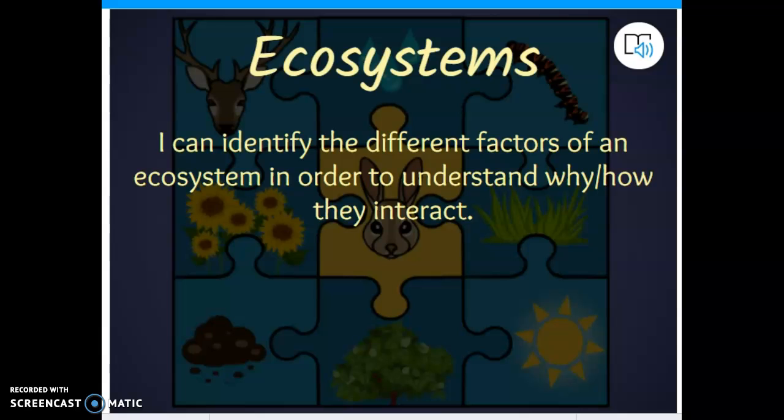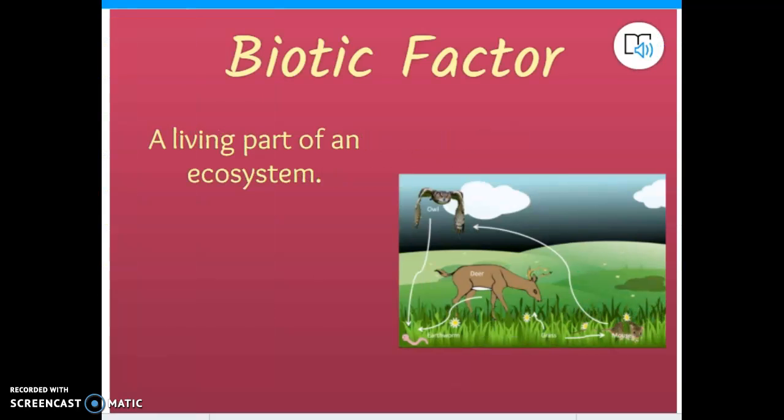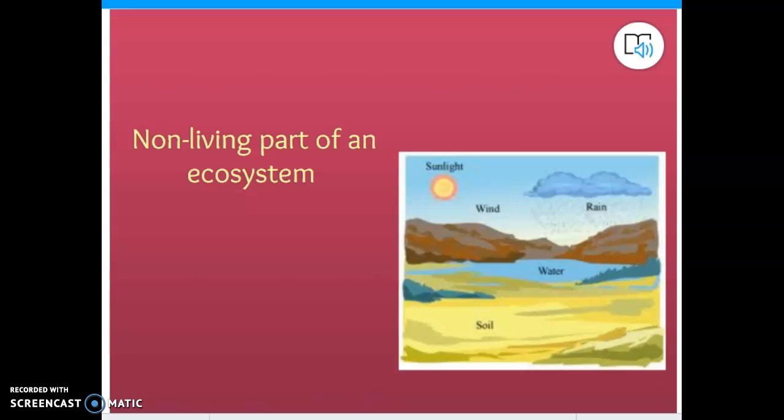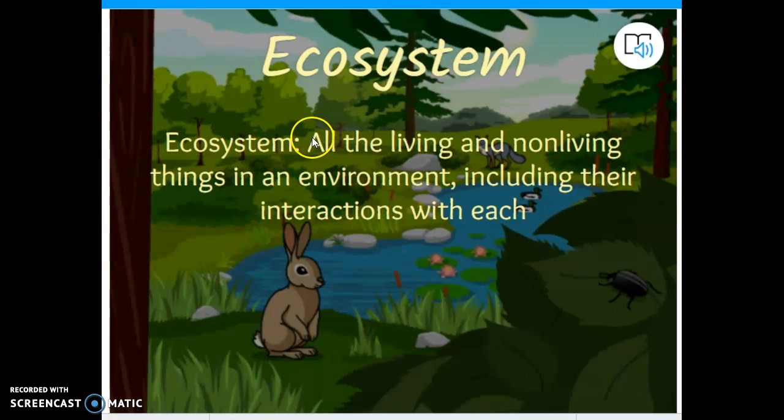Well, yesterday we learned 2 factors, and they actually have the word factor in their vocabulary word in the definition, and that was biotic factor, which was the living things in an ecosystem, and abiotic factor, which were the non-living things. Sunlight, water, temperature, soil are the non-living things. And we learned that in an ecosystem, all the living and non-living things are in that environment, and how they interact is what makes up an ecosystem.